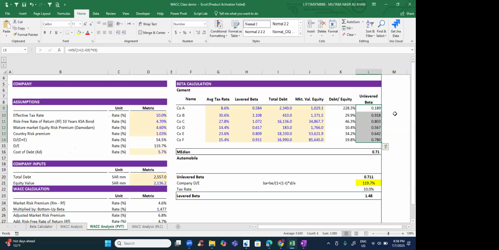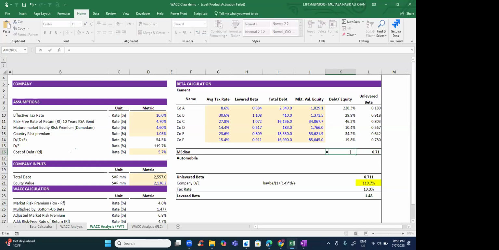But if you look at this, there are some outliers. Highest is 0.91, lowest is 0.189. So don't take the average. Although in books, in our paper, we take the average, but here you will take the median. Median will remove the outlier. Outlier means one that is very low or very high. That is an outlier.